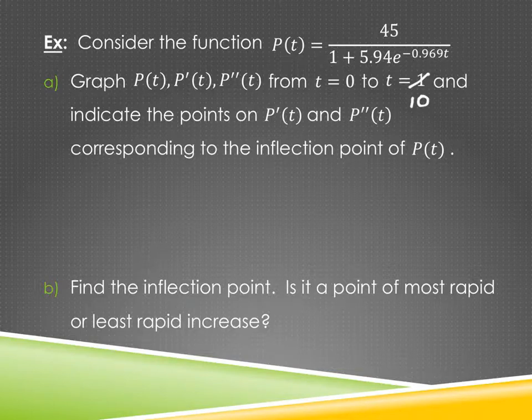The directions on the problem say that it wants us to graph P of t, P prime of t, and P double prime of t. Does it say it really wants us to find the equations for P prime or P double prime? It doesn't. So could we find the actual equation?